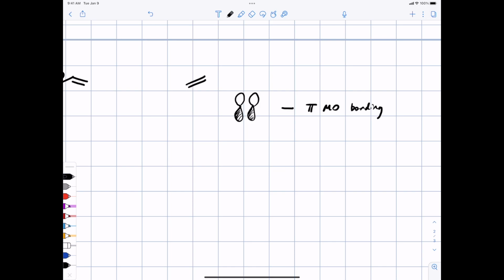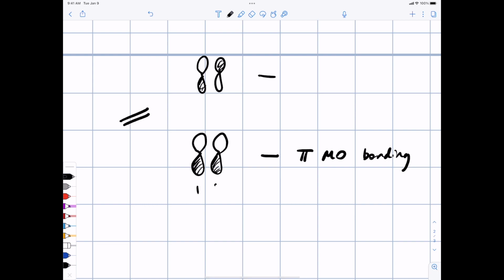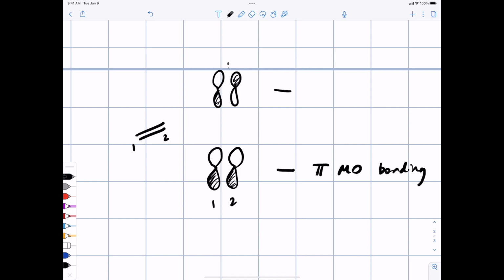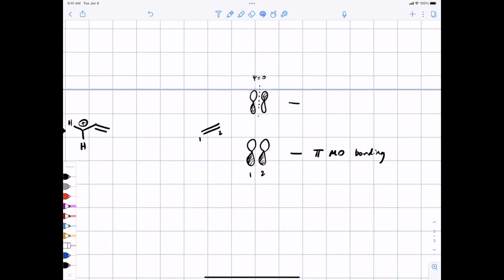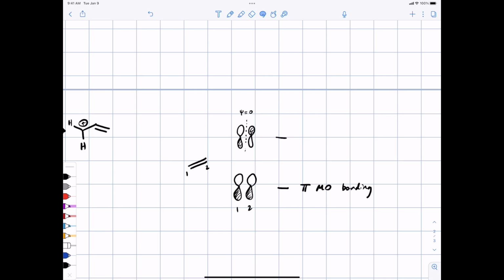It's more stable than the p orbitals that you start with, and then we create an anti-bonding orbital where the wave function sign switches between carbon atoms 1 and 2. The place where the wave function goes to 0 is called a node, and there's no electron density along the node. We call this the pi star antibonding orbital.